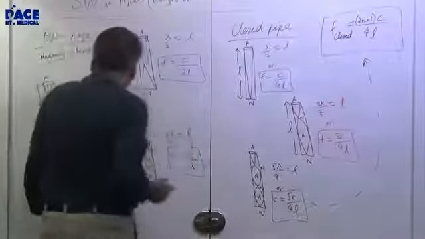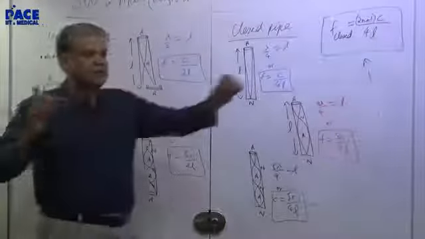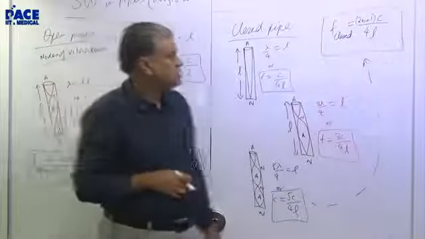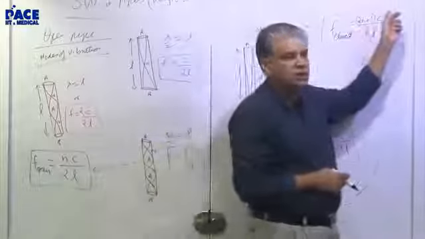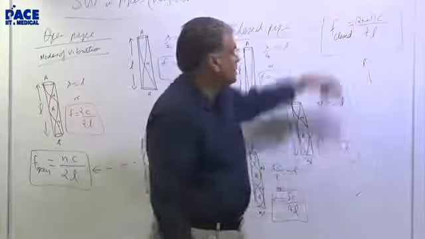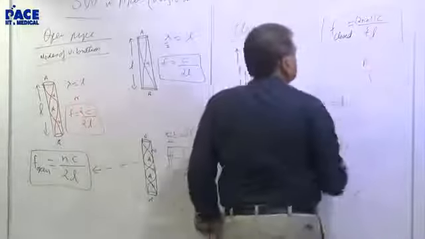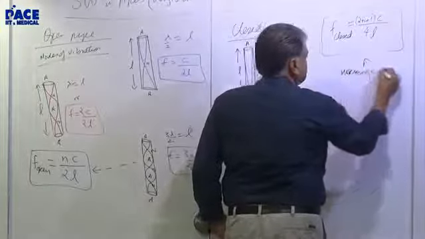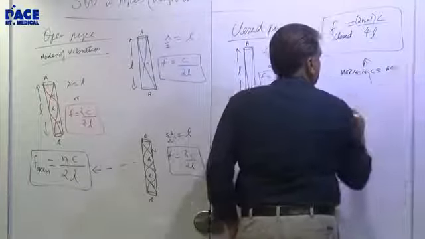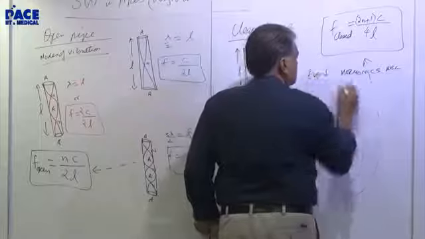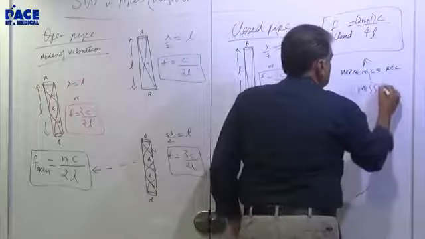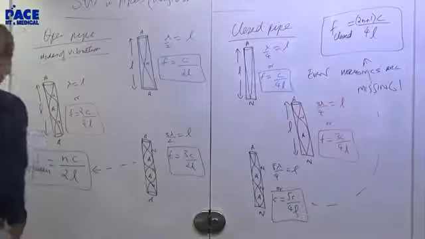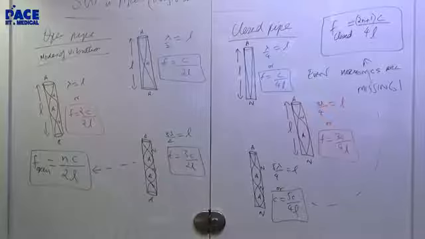So if you notice, these two formulae are similar to the string tied at both ends and the string tied at one end and open at the other. It's the same formula. 2n plus 1 times the root of T by mu, we had got there. So here which harmonics are missing? Second, fourth, what do you call that? Even harmonics are missing.